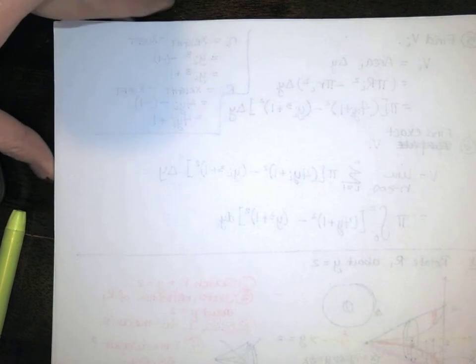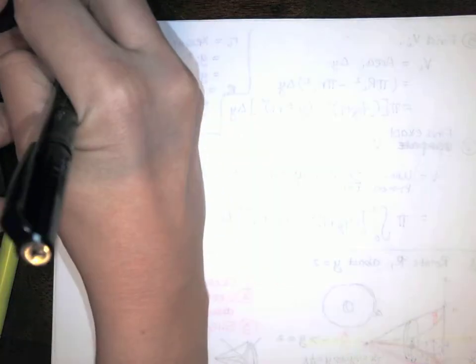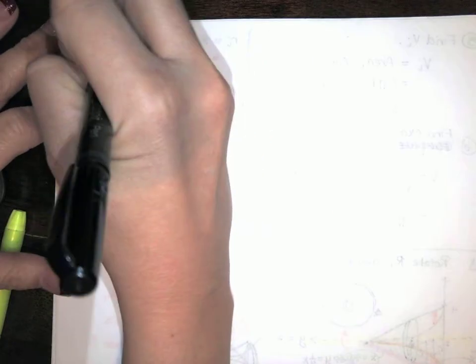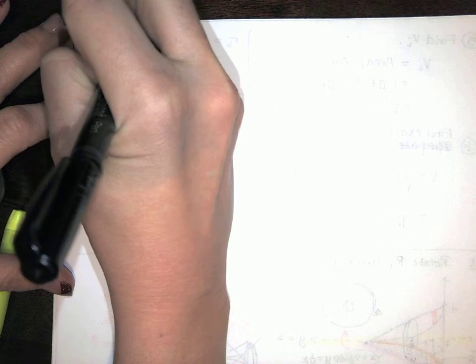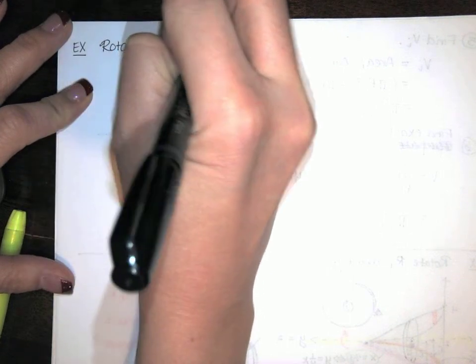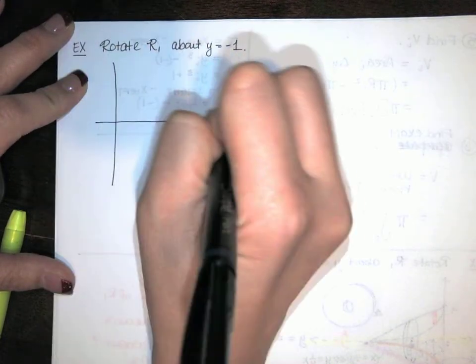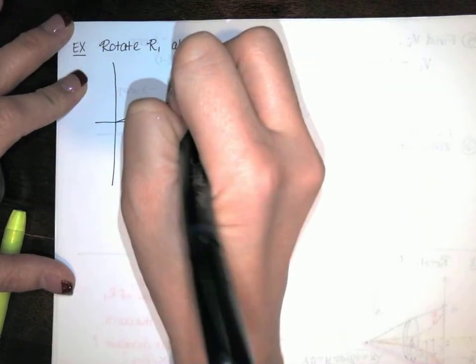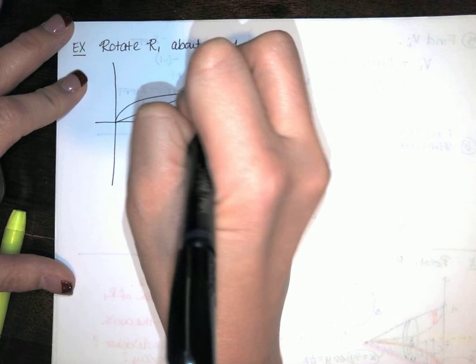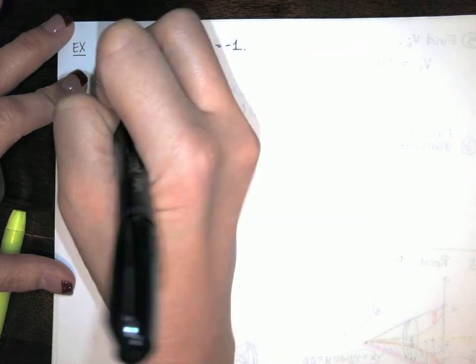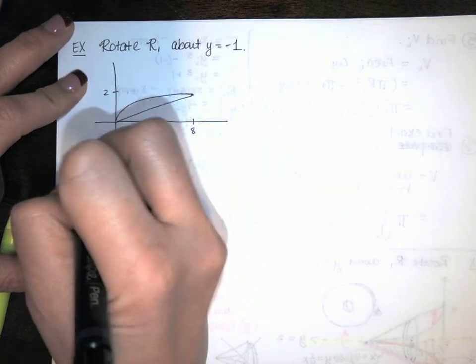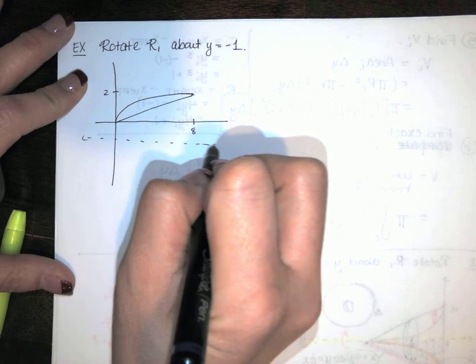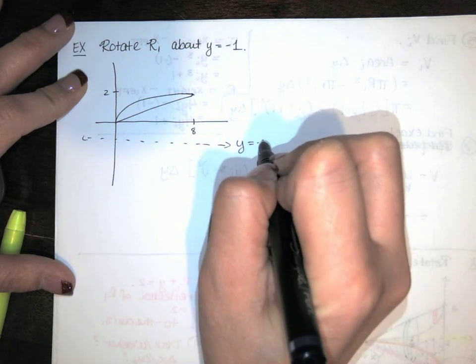Last one. You guys are troopers hanging in there with this long video. All right. So we're going to rotate R1 about y equals -1 now. I'm going to try to do this quickly because you probably already know how this works. You're probably already starting to get it. So here's x equals 8, here's y equals 2. We're rotating about y equals -1.